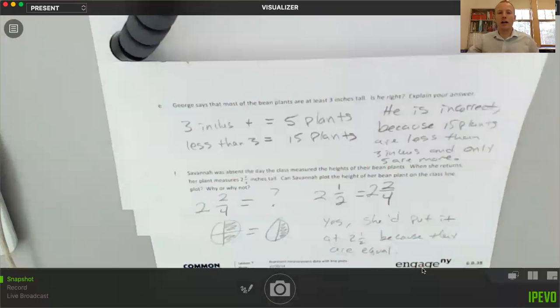All right, and that's how you create line plots. So I hope that you are enjoying the work we're doing with data collection and using data and reading graphs and creating graphs. It's been a fun unit for me to teach, and I hope that you're enjoying learning a little bit more about it.